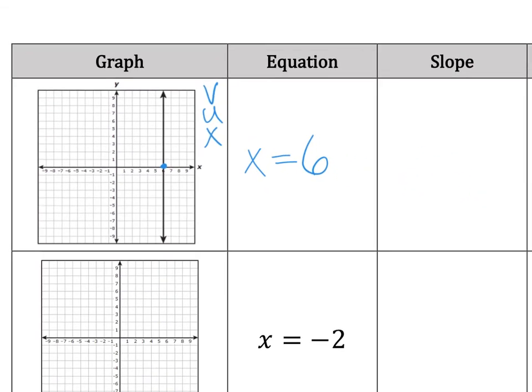What's the slope of that line? Zero. Ooh, it is the U word. What's the U word? Undefined.